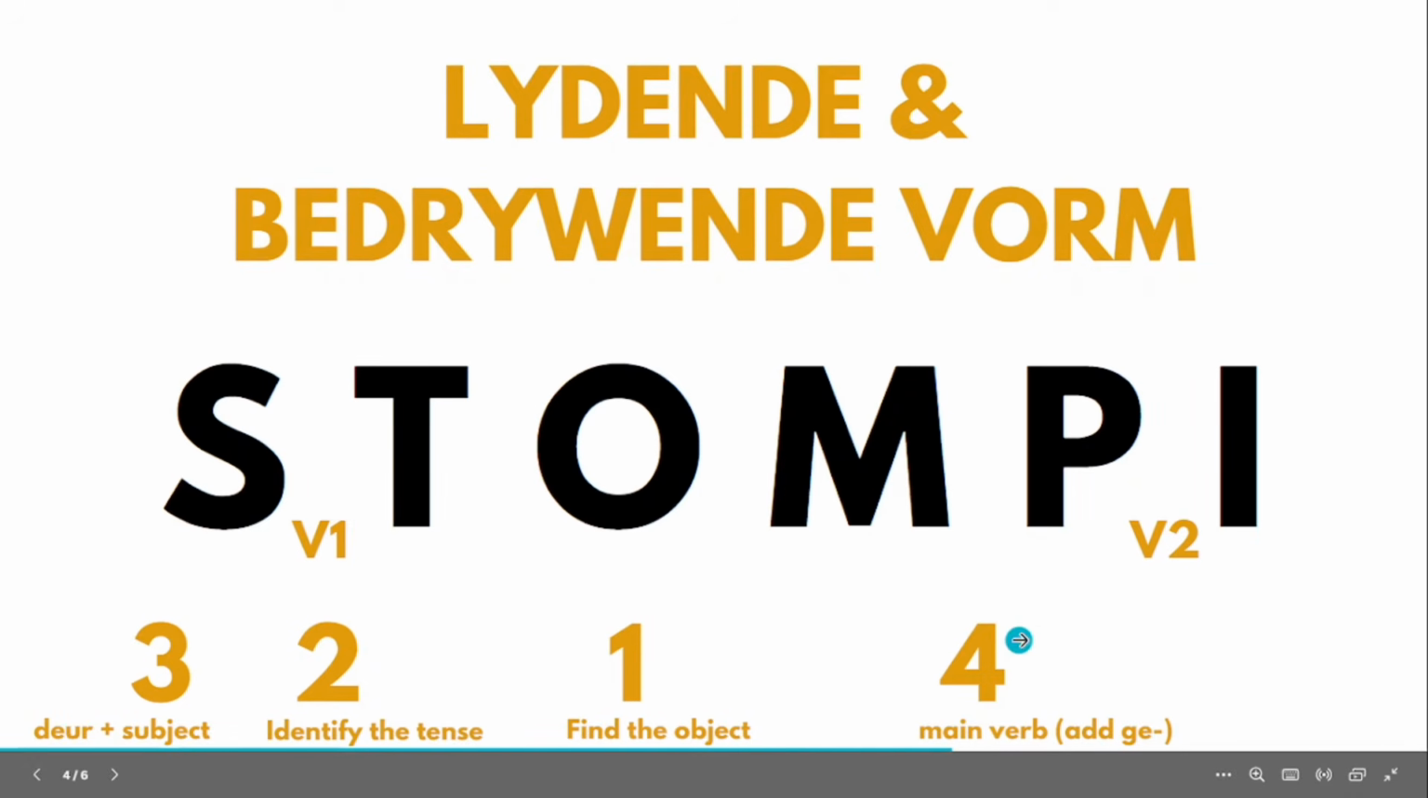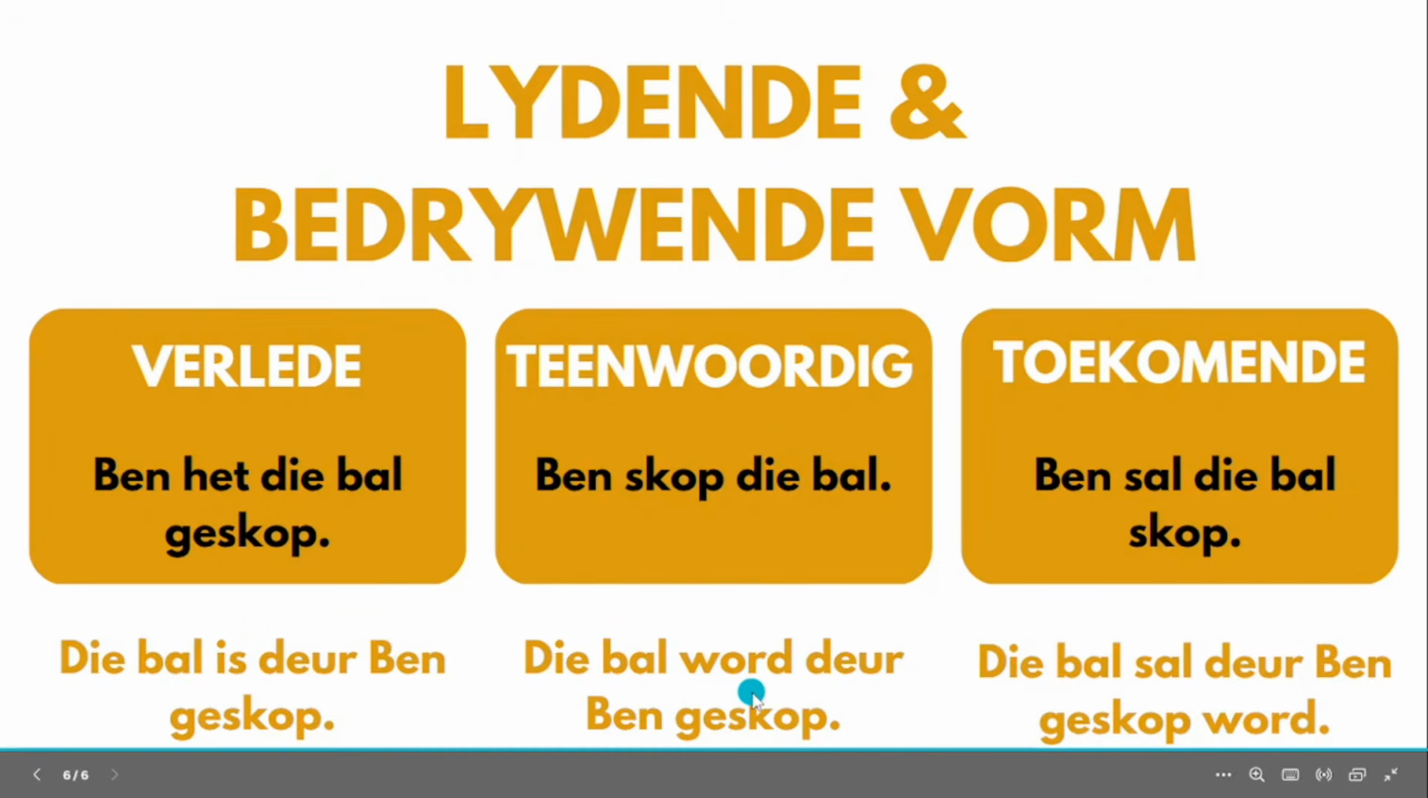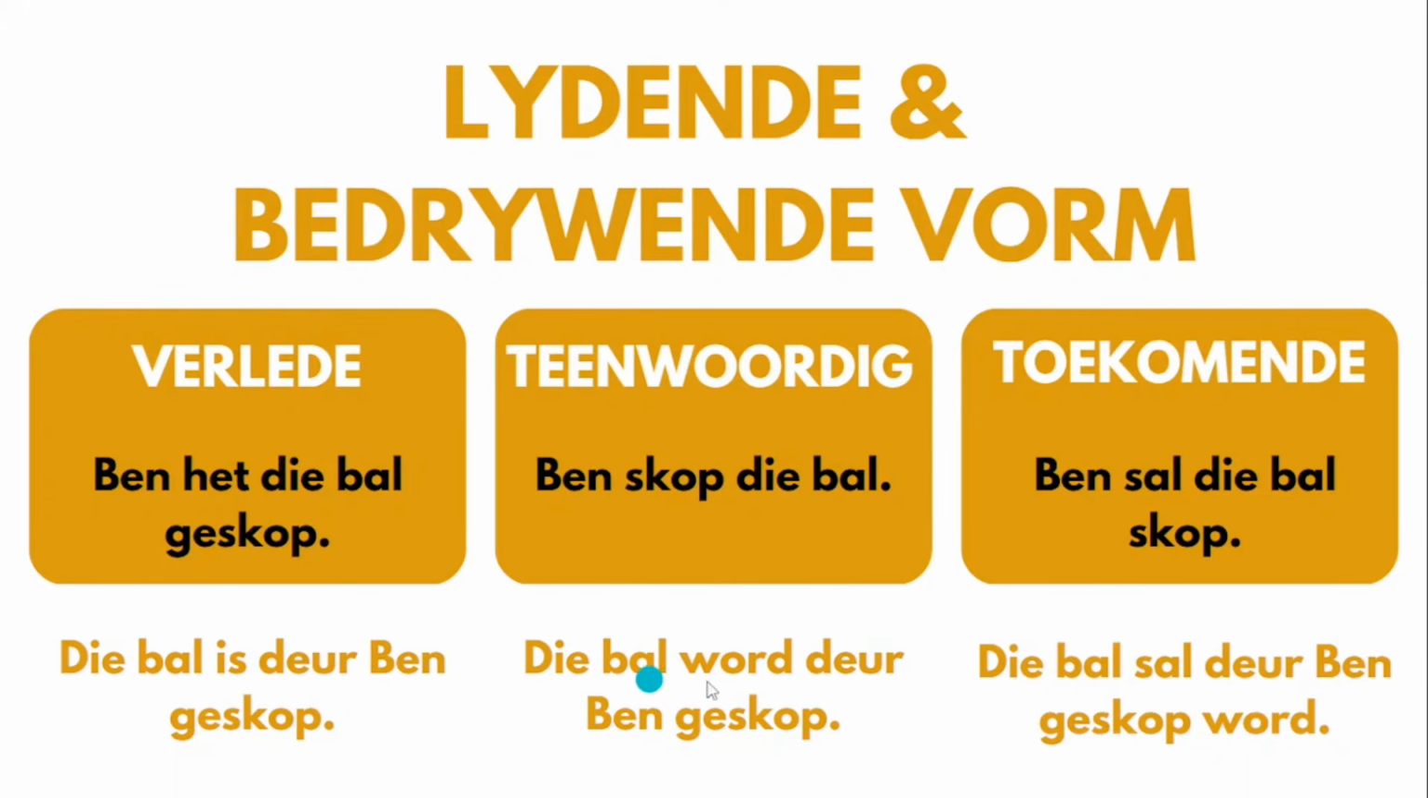And then number 4, you take the main verb, put it at the end and put it in the past. And here you'll see there's the main verb in the past tense at the end of the sentence. So now we went from Ben skop die bal to die bal word deur Ben geskop. If you follow this exact recipe, your answer will never be wrong.